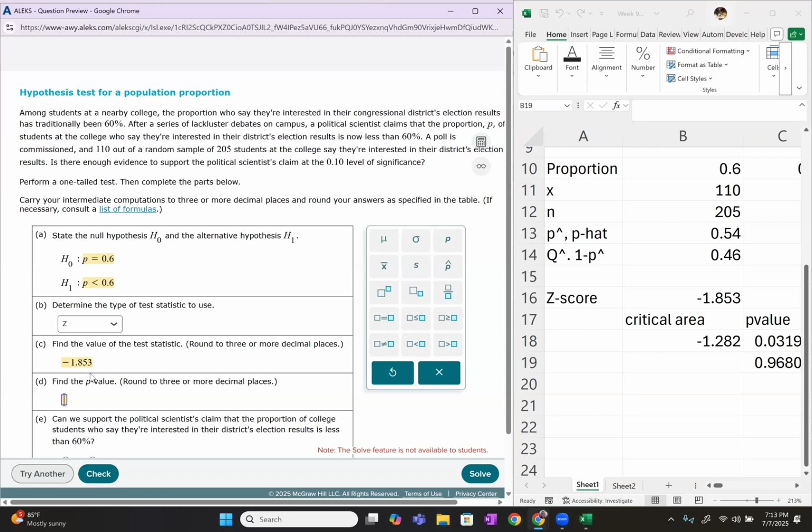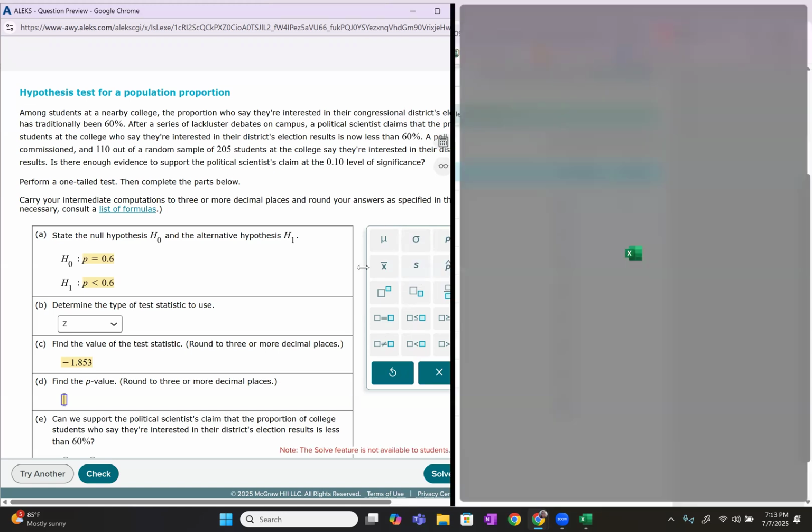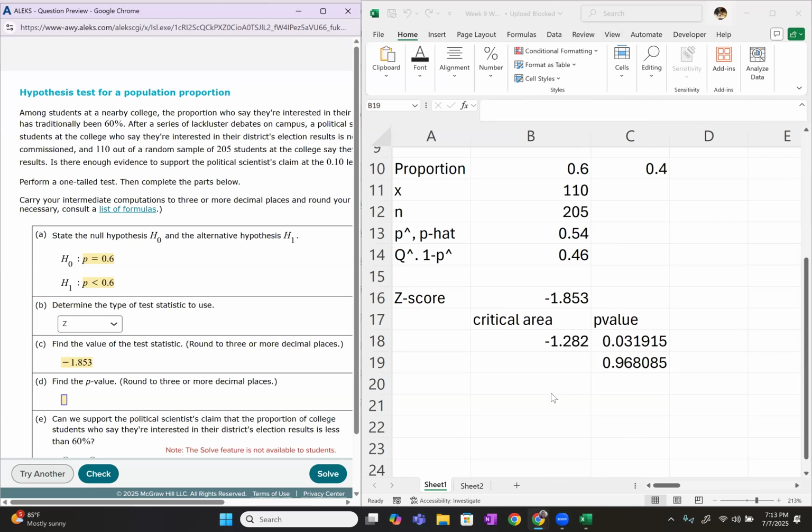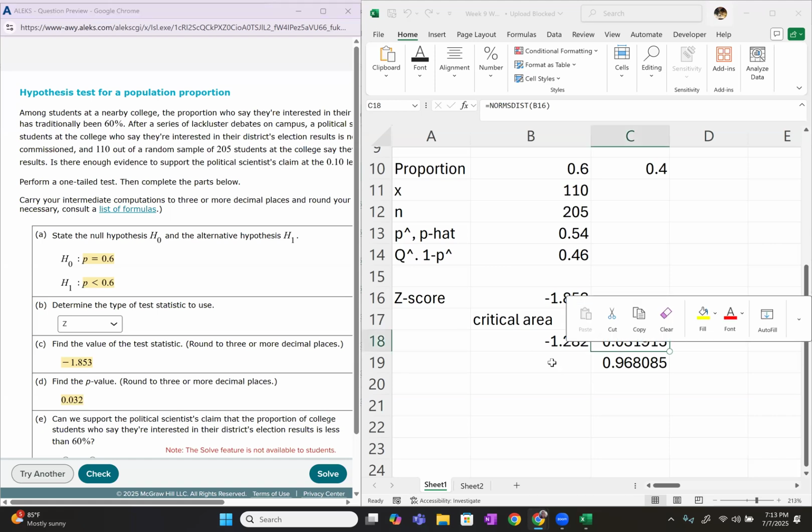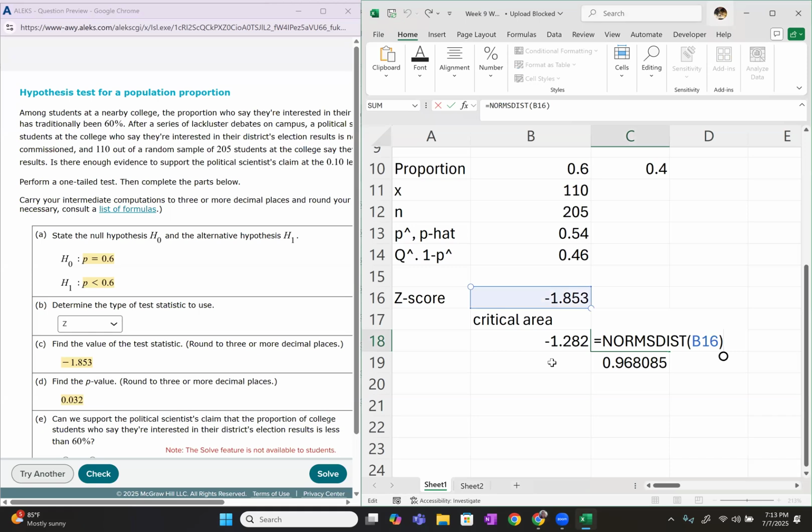What's the p-value? 1.281 or 1.282. 0.031. 0.032 is right here. This one highlighted. Oh, okay. It's normsdist of negative 1.86.